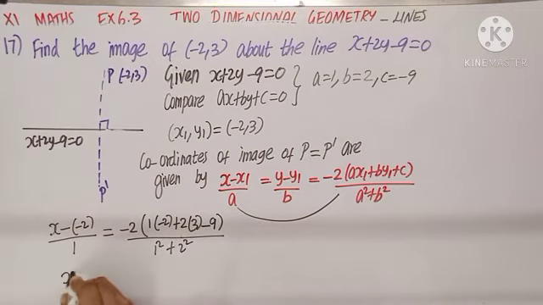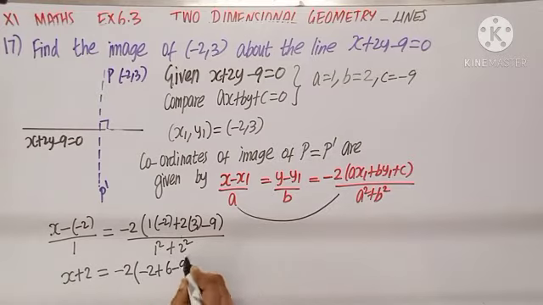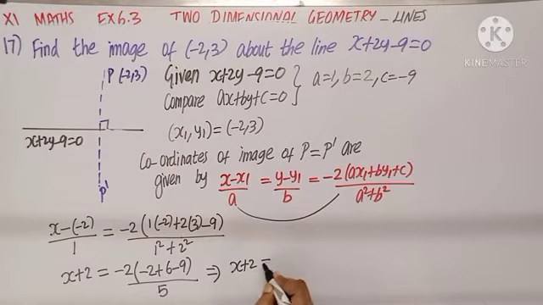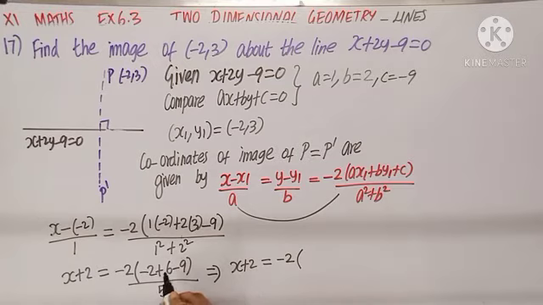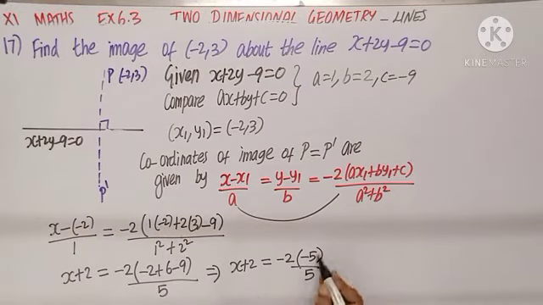Or we get x plus 2 equals minus 2 into (minus 2 plus 6 minus 9) divided by 4 plus 1, that is 5. Simplifying this, x plus 2 equals minus 2 into minus 5 by 5. As I cancel, I get plus 2. X is equal to 2 minus 2, that is 0.